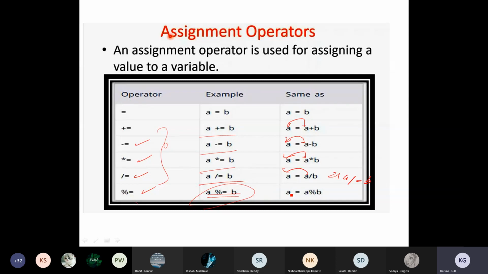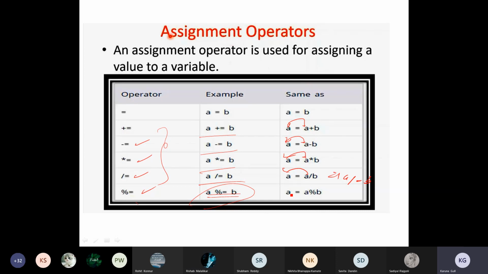List out the operators used in C language. Explain all the operators with suitable examples. You have to list all the operators and you have to give an example for all the operators to get the 10 marks for it. Clear?